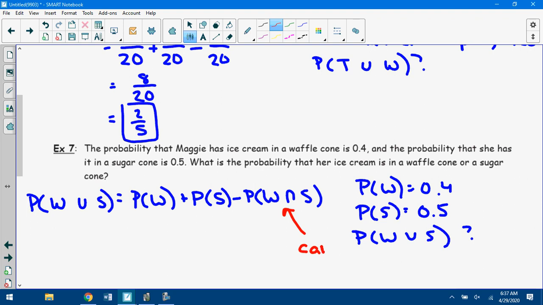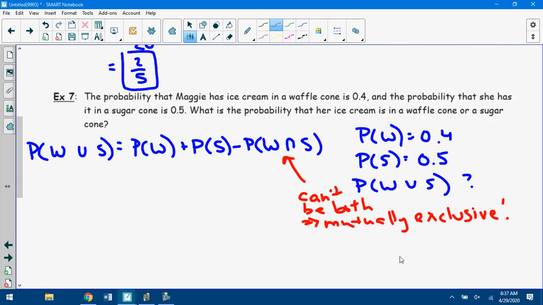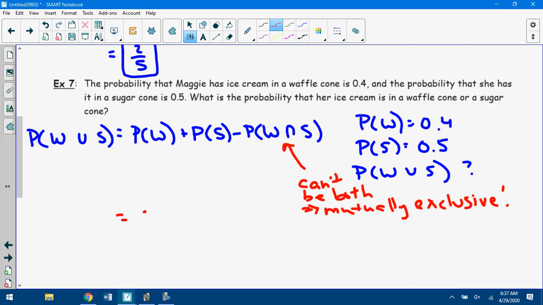Can't be both. So what's that mean? Yeah, it means this is 0. These are mutually exclusive. So the answer to this is just going to be 0.4 plus 0.5 because that overlap is 0. So just 0.9. So you do have to be a little smart sometimes and think about, do you know for sure there's no overlap? This is a situation that you should know for sure is no overlap.